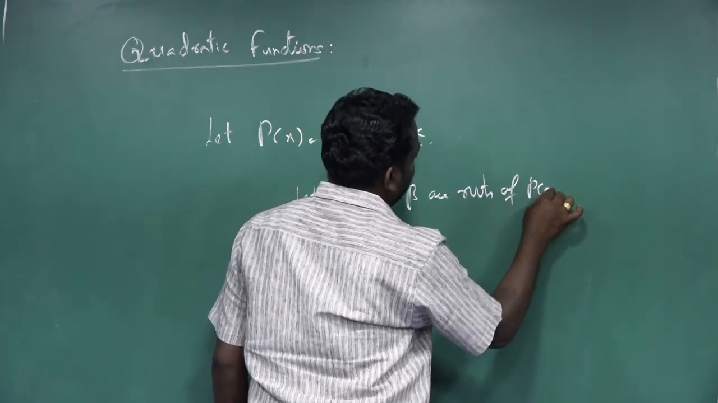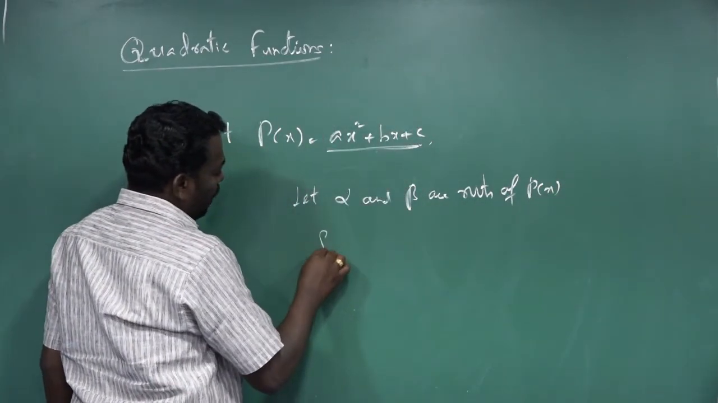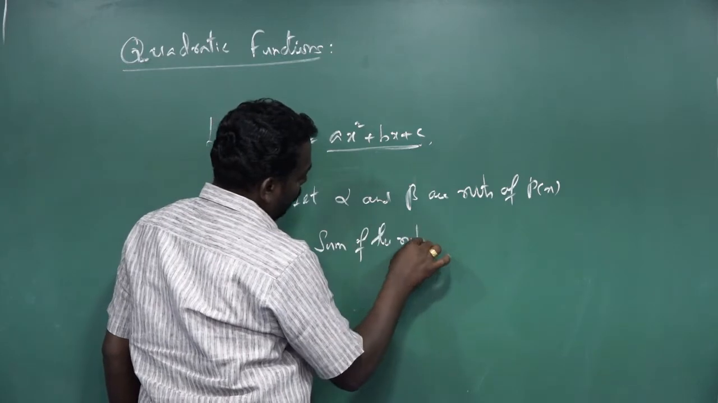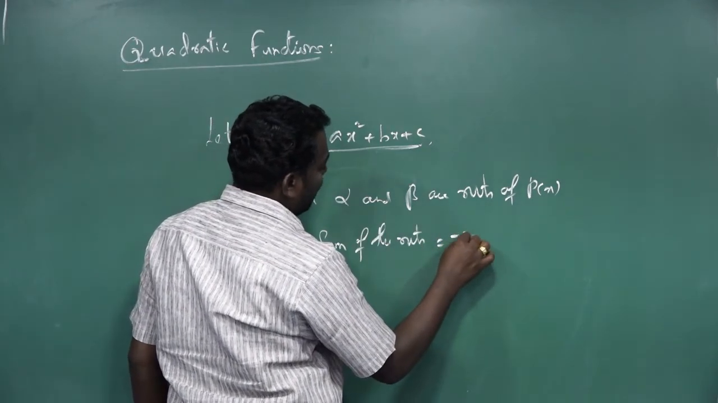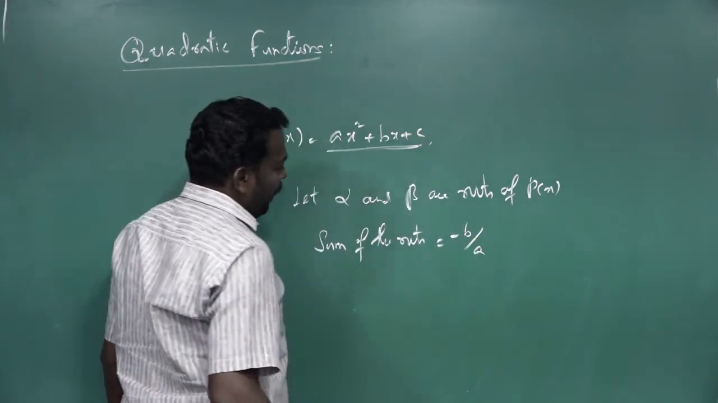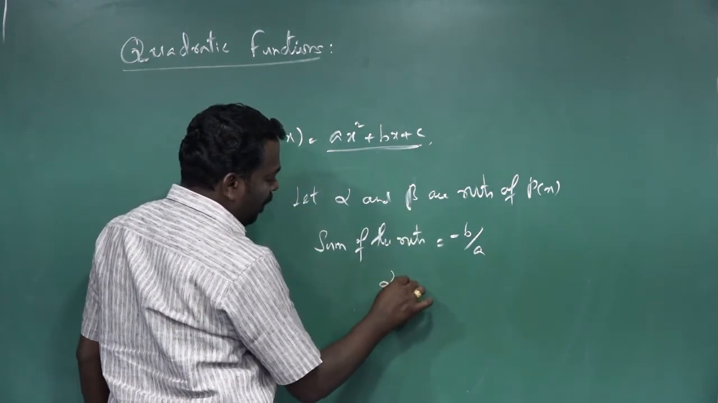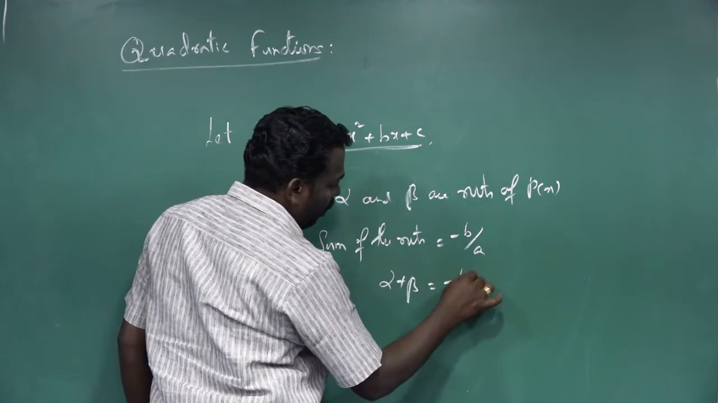P of x. Now the sum of the roots is defined by minus b by a. The sum of the roots alpha and beta, which are called the two roots of the equation, is alpha plus beta, that is equal to minus b by a.